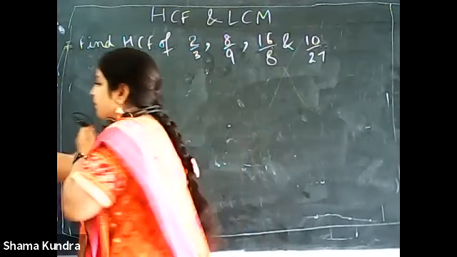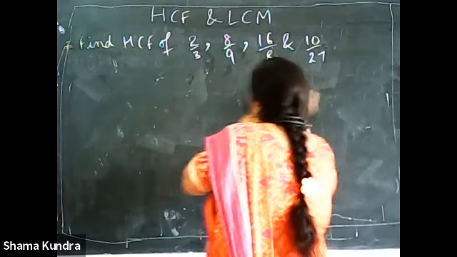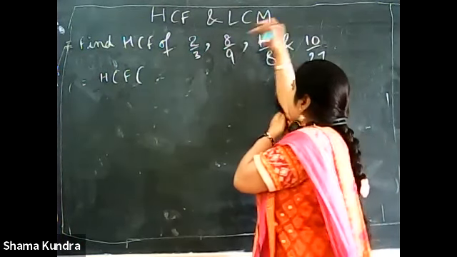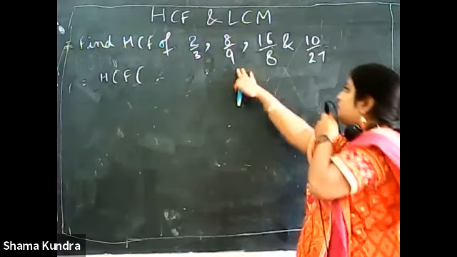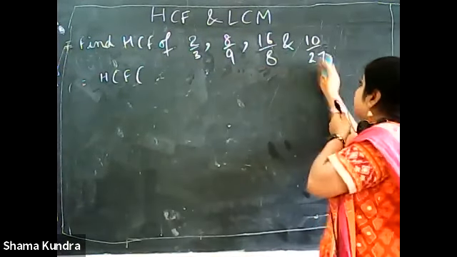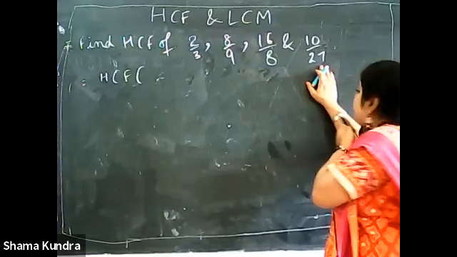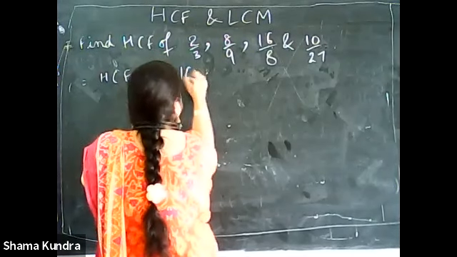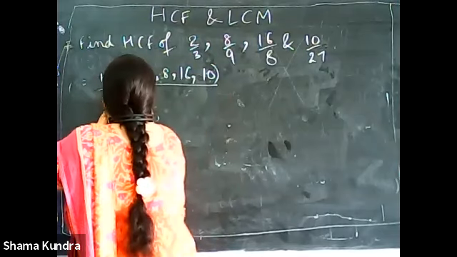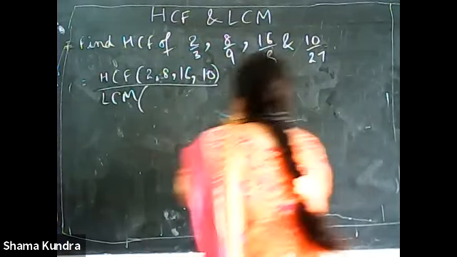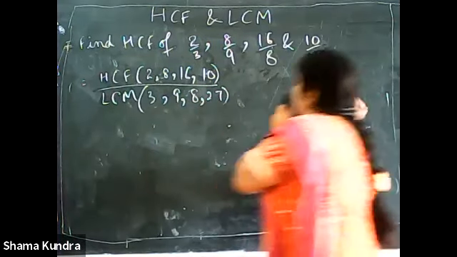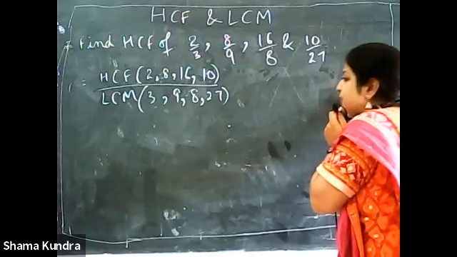I know the formula. HCF means I want to find the HCF of the numerators. In 2 by 3, 2 is the numerator, 3 is the denominator. In 8 by 9, 8 is the numerator, 9 is the denominator. In this fraction, 16 is the numerator, 8 is the denominator. And in this, 10 is the numerator and 27 is the denominator. So I have to find the HCF of 2, 8, 16 and 10 divided by the LCM of the denominators, meaning 3, 9, 8 and 27.